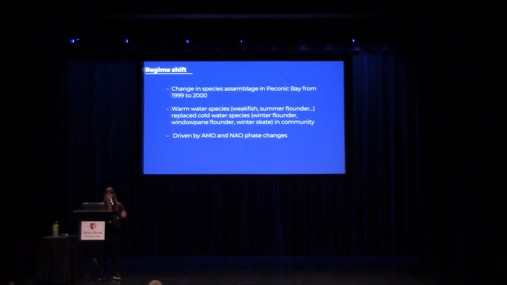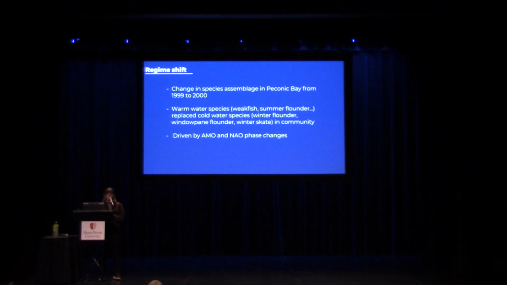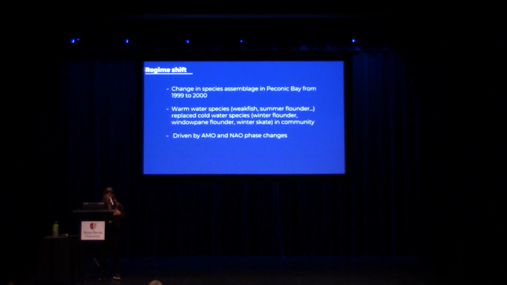So just a bit more about that regime shift. It was a change to species assemblage in Peconic Bay, again from 1999 to 2000. Warm water species such as weakfish and summer flounder were replacing cold water species like winter flounder and winter skate in the community. And this regime shift was found to be driven by the AMO and NAO phase change. So that was that cold changing to warm.